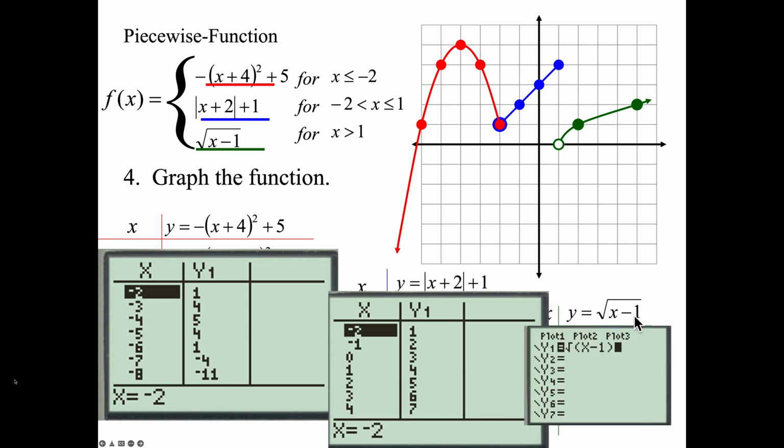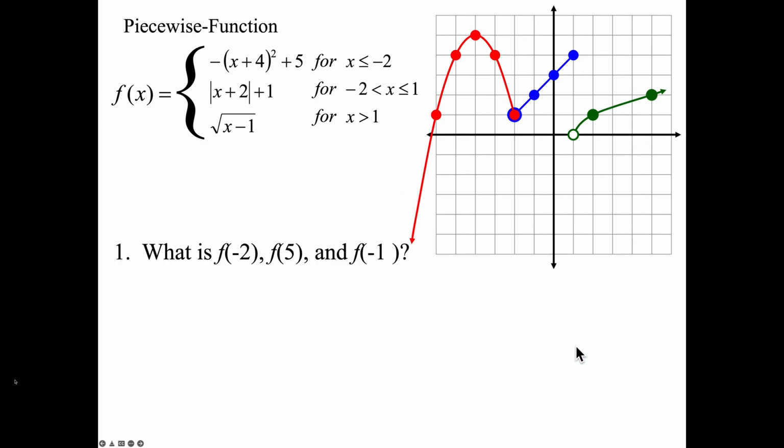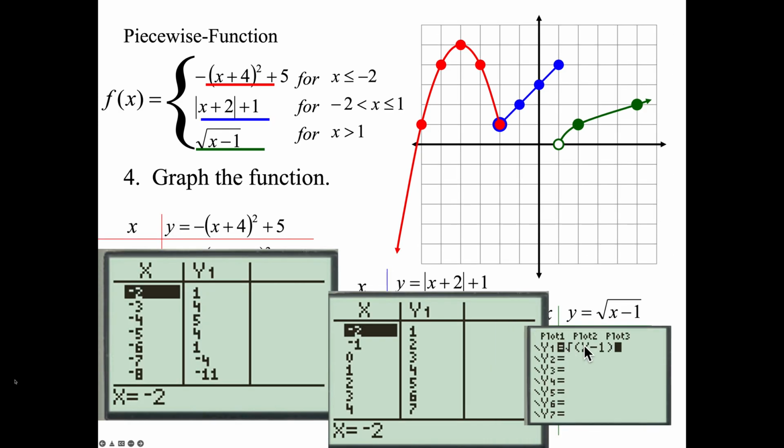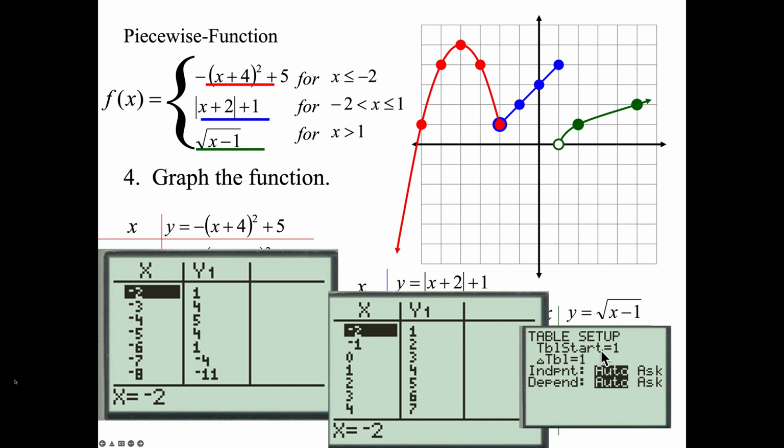The square root of x minus 1. Okay, so I go to y equals. I clear it out, y1. Hit second x squared to get the square root symbol. All right, older calculators put them in parentheses, x minus 1. Newer calculators, whoops, come back here. The newer calculators will put that inside the square root with a text box. Now, here we want it to start at the 1. So again, second window, table start at 1, and you still want to count by 1s.